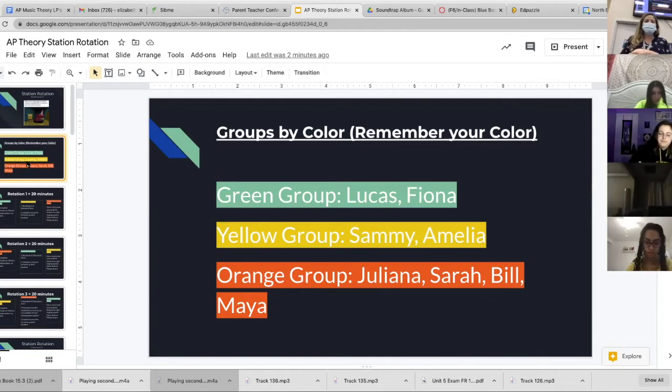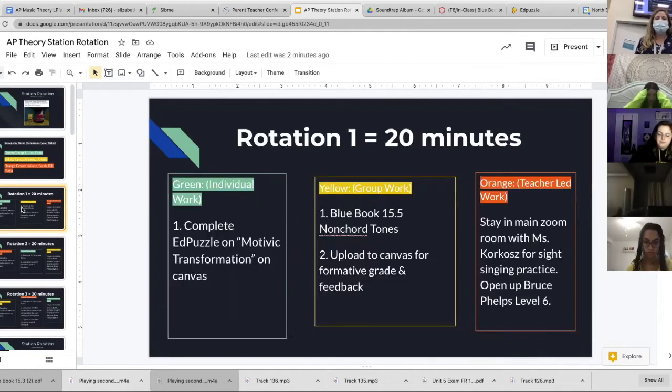Okay. So here's our first rotation. Let me just give you a tiny explanation here before we get going. The green group is going to be working on an Edpuzzle. It can be found right in Canvas. Okay, I'll send you a link for it if you're having some Wi-Fi issues.